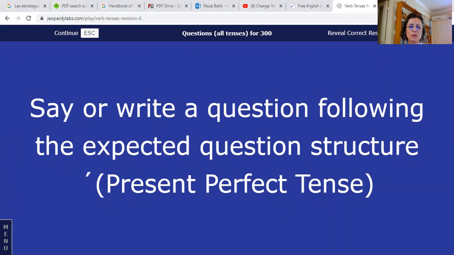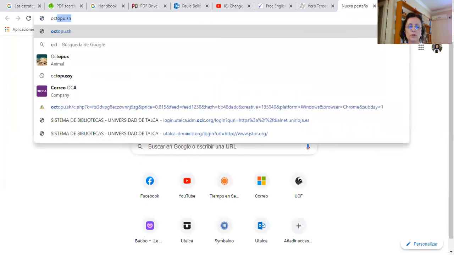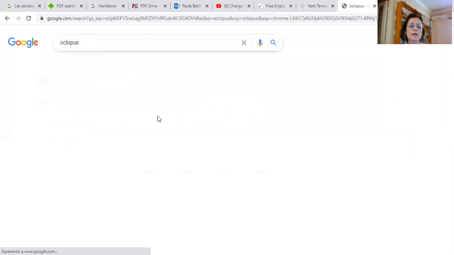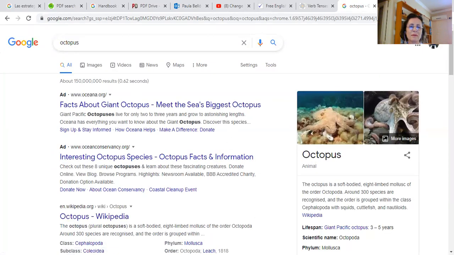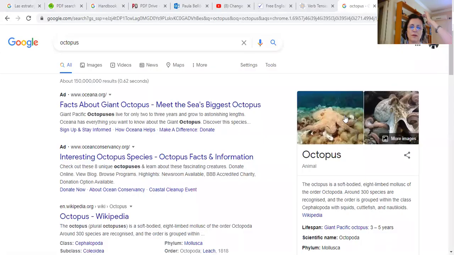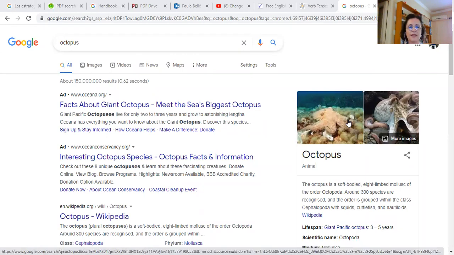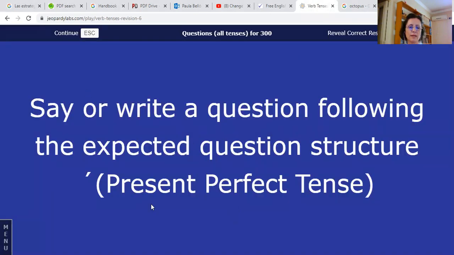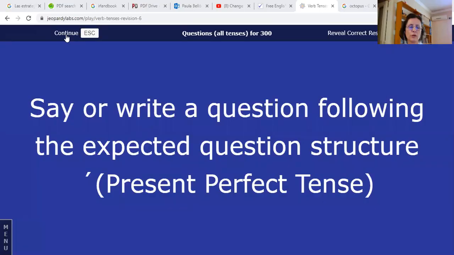It's food, seafood. Octopus. Ah, yes, okay. Have you ever eaten octopus? No, I haven't. I have never eaten octopus. Yes, exactly. So that is that one. That is the question.